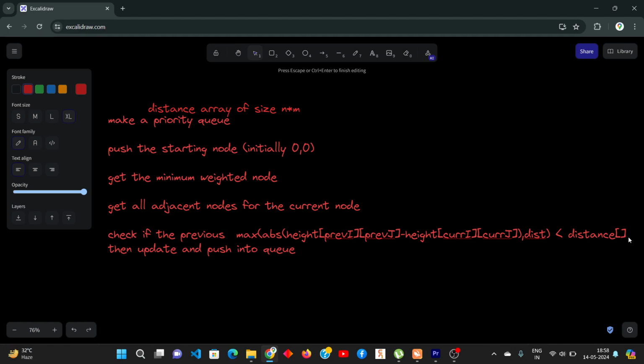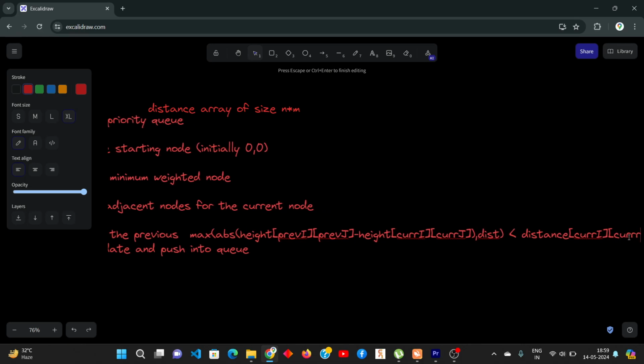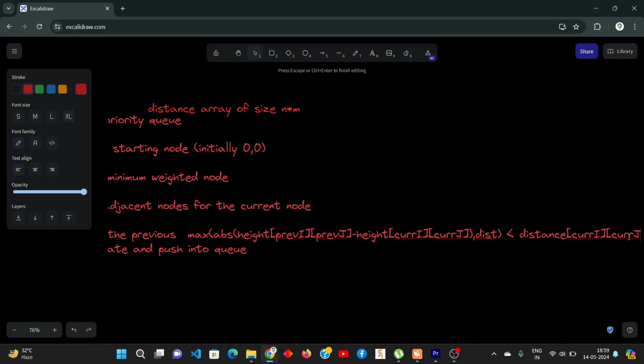That will be here, current of i and current of j. So we have to modify the distance matrix because we cannot take a single array. We have to take a 2D array to store the distances. And that is our approach. And obviously, then we have to store all the values into the queue, and that's why we can move to the next iteration. So yeah, this is the approach.